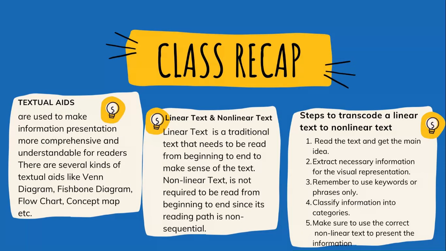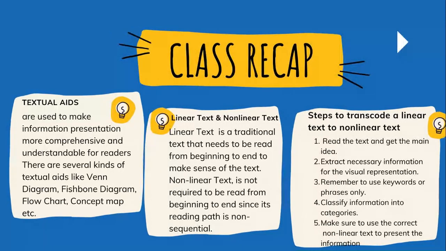Steps to transcode a linear text to nonlinear text. Number 1, read the text and get the main idea. Number 2, extract necessary information for the visual representation. Number 3, remember to use keywords or phrases only. Number 4, classify information into categories. And number 5, make sure to use the correct nonlinear text to present the information.